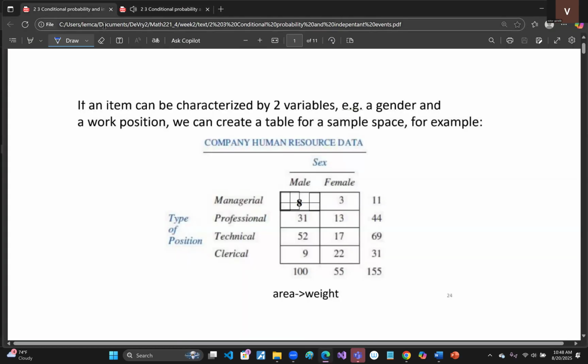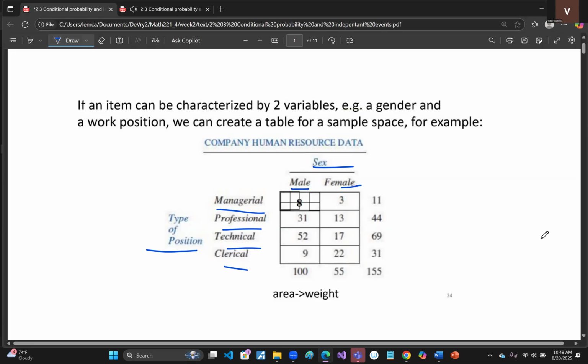2-3 Conditional probability and independent events. Consider the staff of some company. A randomly selected employee can be characterized by two variables, for example, a gender and a work position, and we can create a table where the rows are used for the type of position of a randomly selected person, and the columns are used for the gender of this person.